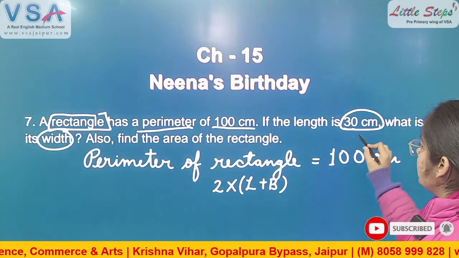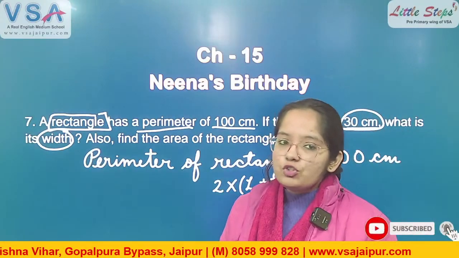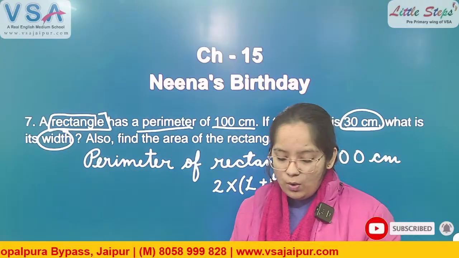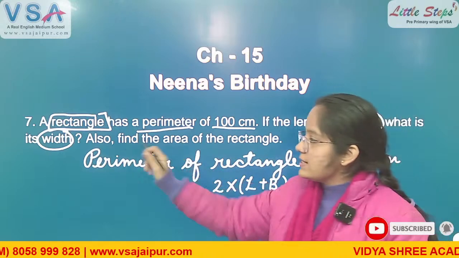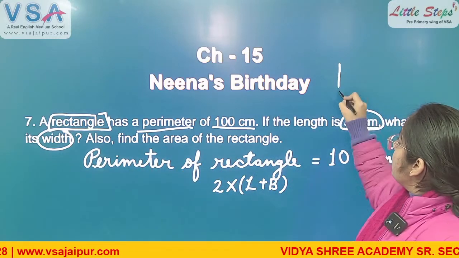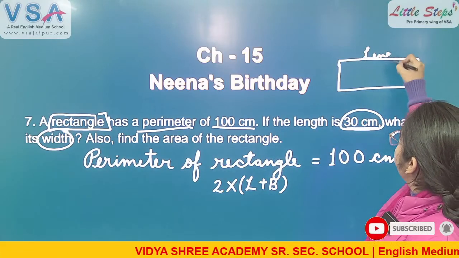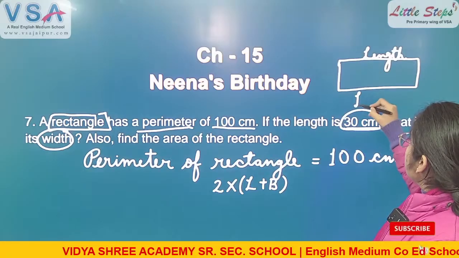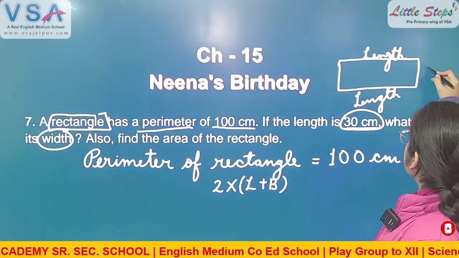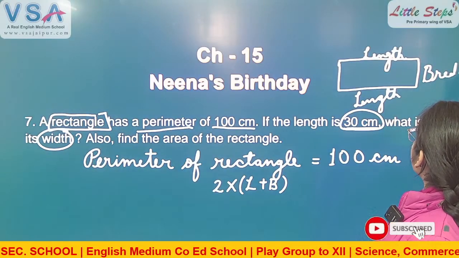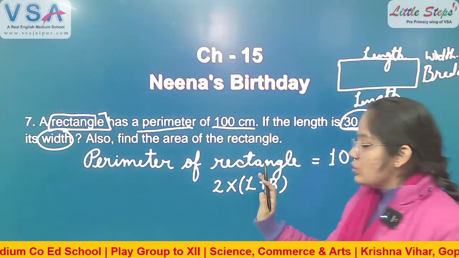The length is given to us, it is 30 centimeter. We have to find the breadth. Now I have to tell you something: breadth and width both are the same thing. That is a part of the rectangle. Like this is a rectangle, the opposite sides are equal. This is the length, this is also the length. And this is the breadth, also known as width. Right?